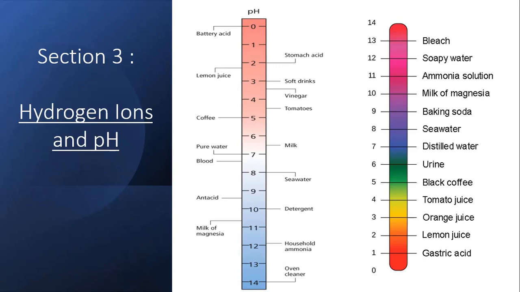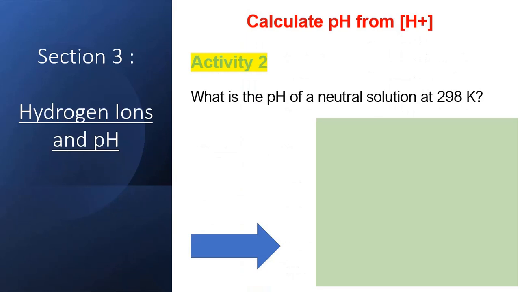We have detergent at number 10, milk of magnesia at number 10.7, household ammonia is number 12. We have oven cleaner around 14. This is why it's very strong, because it can clean very hot places like the oven and remove all the grease from there.